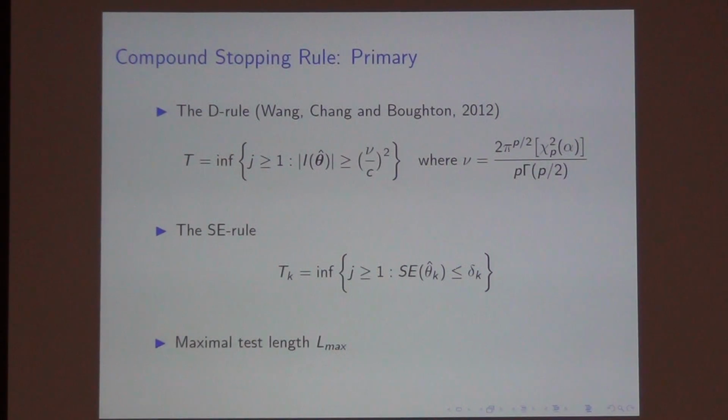Since we know there are some domain differences, we also consider the SE rule, which stops the selection from each domain separately based on the standard error. And we also set a maximum test length, of course.